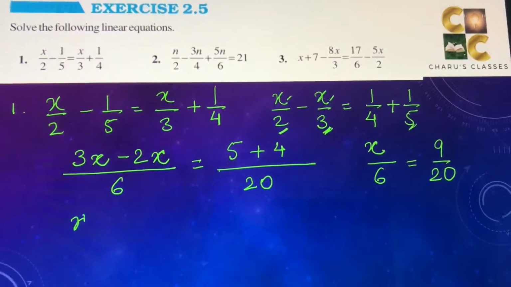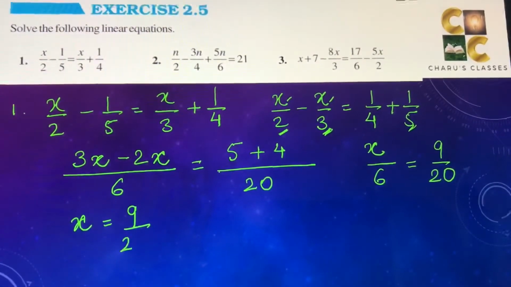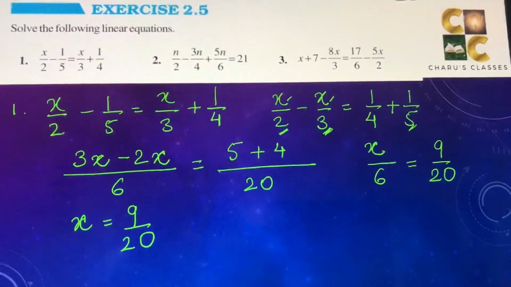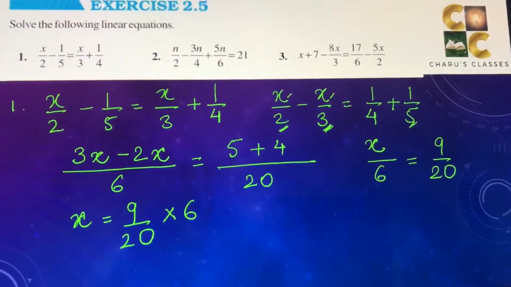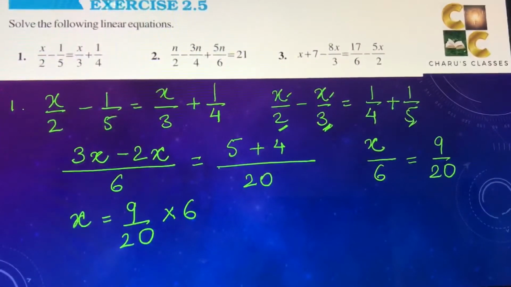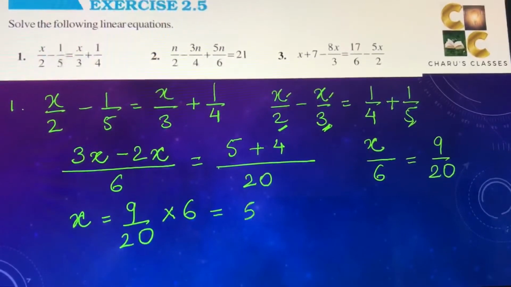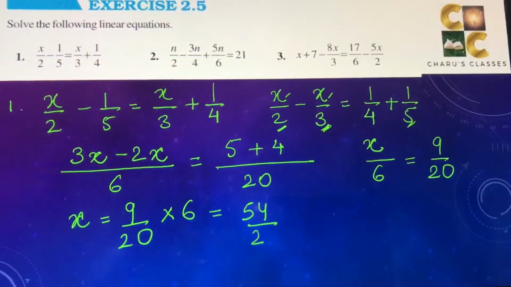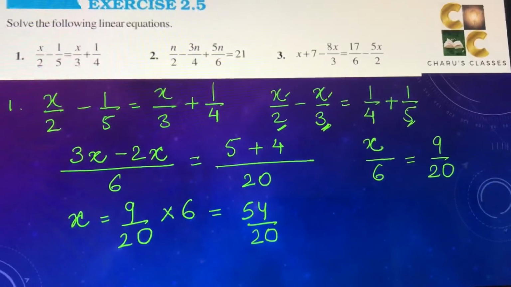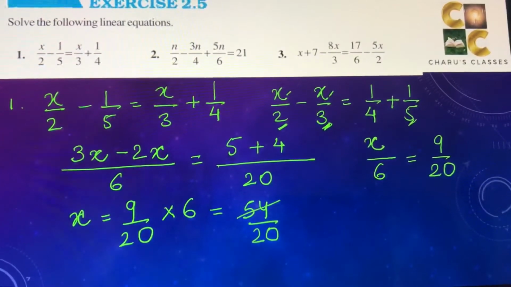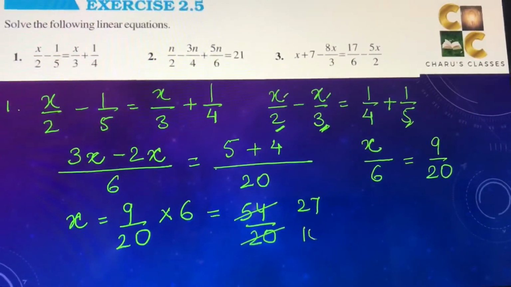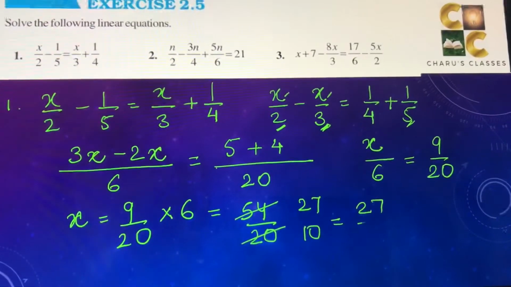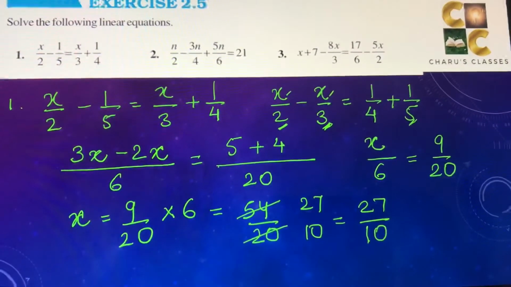We'll shift the 6 to the other side. x is equal to 9 by 20. 6 वहाँ division में था तो it will go in multiplication. Now we can write it as 54 by 20. 9 into 6, 54 by 20. And we can divide it by 2 which will give us 27 by 10. So the answer is x is equal to 27 by 10.